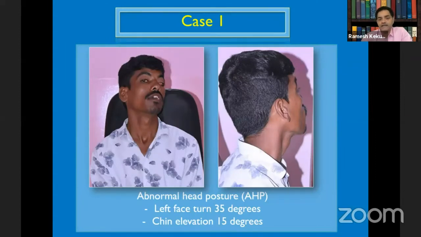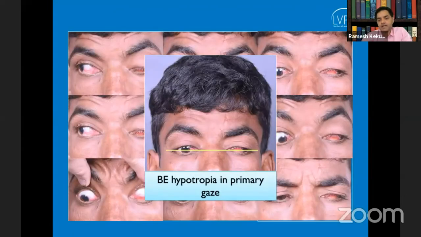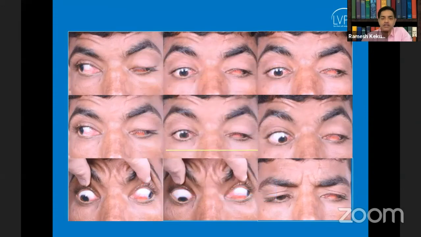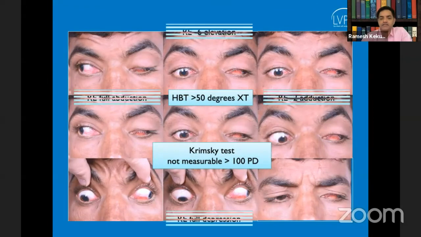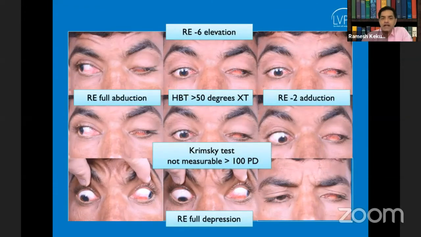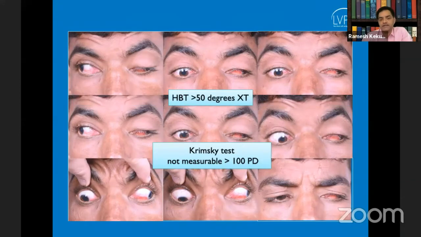Type 1, you can see a large face turn for this patient, 35 degrees with chin elevation, and he is fixing with abduction in the right eye. Hypertropia with exotropia, you can see in the primary position. Motility-wise, there is a large exotropia with hypertropia, and you can see the elevation is defective on both sides.